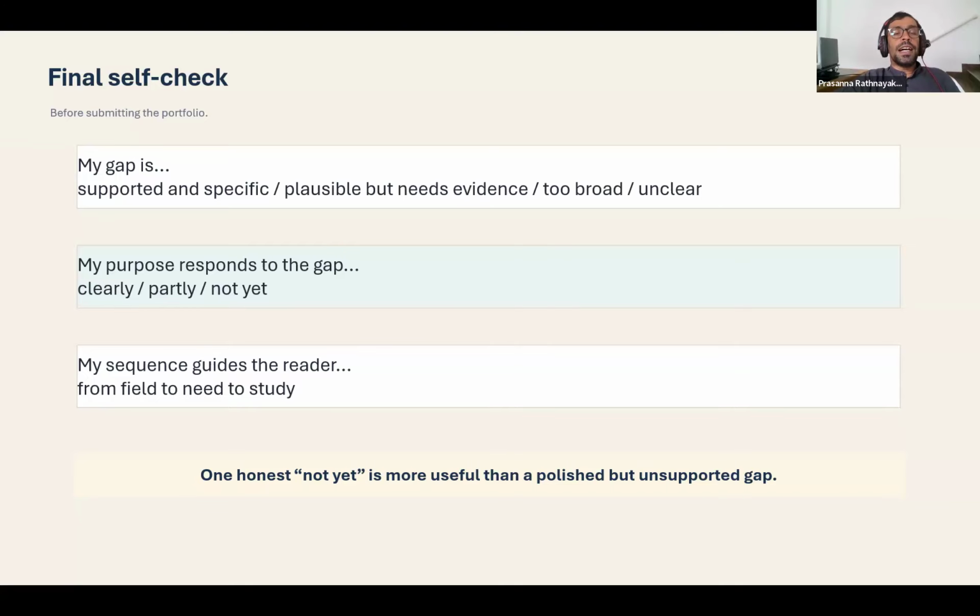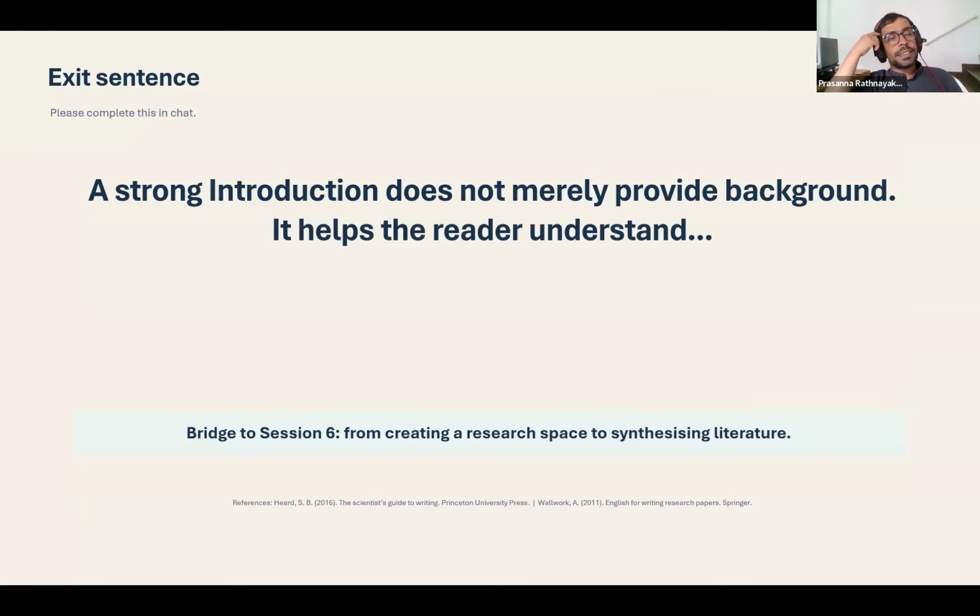With that, I'm going to wind up today's session here, but there is an exit sentence that you have to craft. To close, please complete this sentence in the chat. A strong introduction does not merely provide background. It helps the reader understand... So you have to fill the blanks. Reader understands something. You know what that something is, right? Please quickly reflect on what we have done today and complete this sentence and send me on chat.